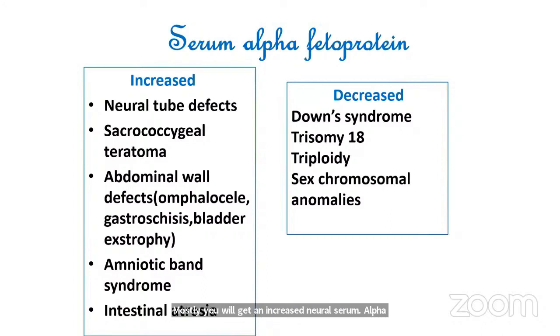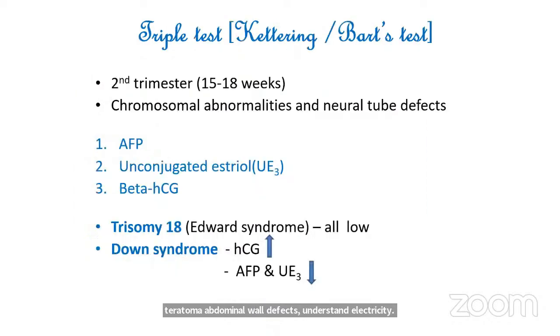Neural tube defect, sacrococcygeal teratoma, abdominal wall defects, intestinal atresia, everything you will get an increased level of serum alpha fetoprotein. And some of the important tests: triple test, quadruple test. Okay, so triple test means Kettering or Bart's test. It is usually done in the 15 to 18 week period. It is done to detect the chromosomal abnormalities and neural tube defect. The main levels which you focus on during the triple test are AFP, unconjugated estriol, and beta HCG.